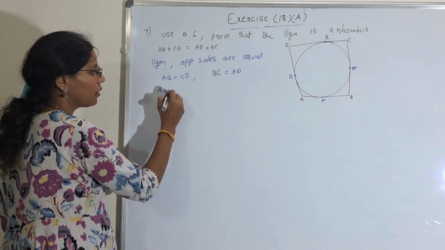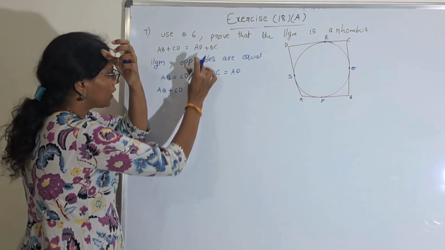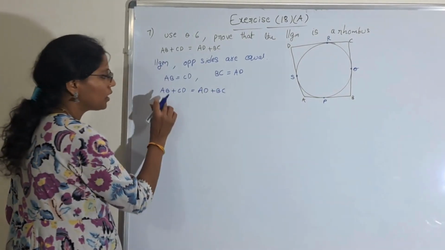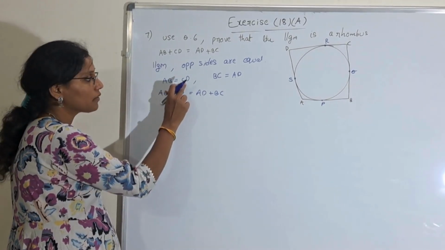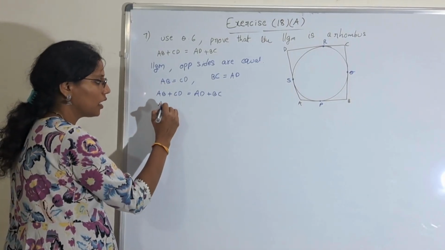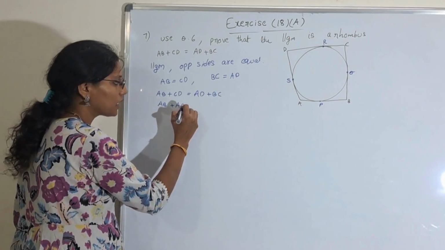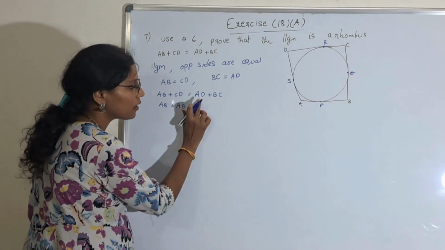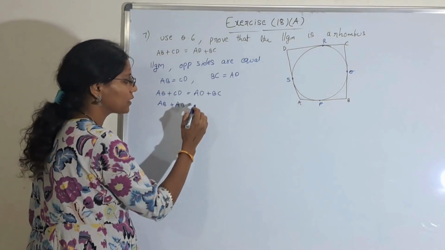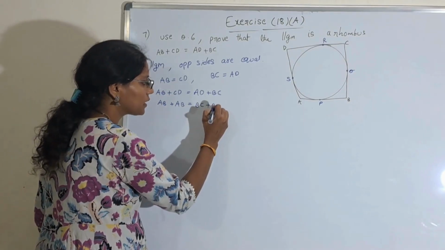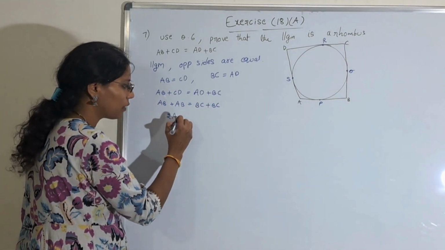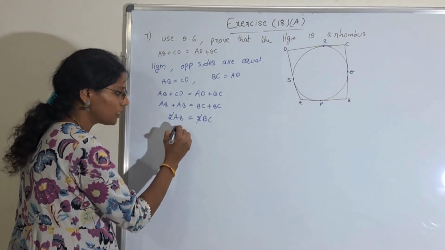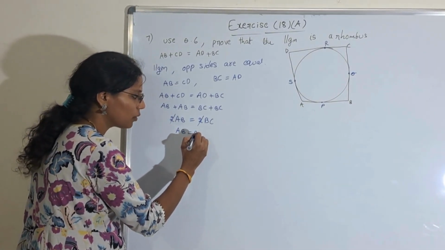Here instead of CD, we can write AB. Here AB plus CD, what condition we have? That you should write first. BC. Here AB we want. So instead of CD plus AB, you should write AB plus AB is equal to, here what we have to prove? BC. So instead of AD plus, you should write BC. BC plus BC. Here 2AB, here 2BC. 2 cancel, AB is equal to BC.